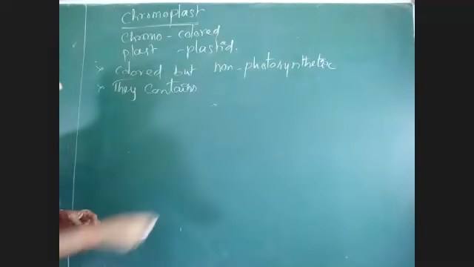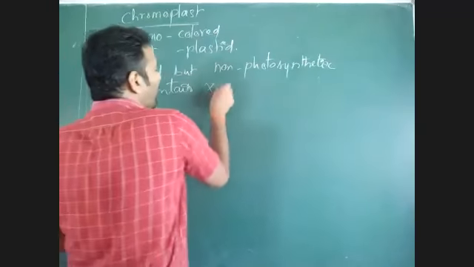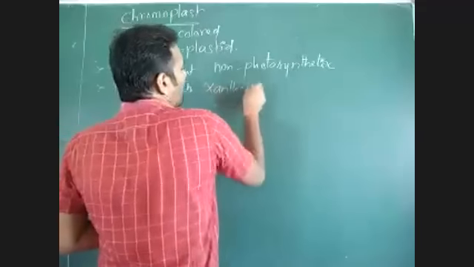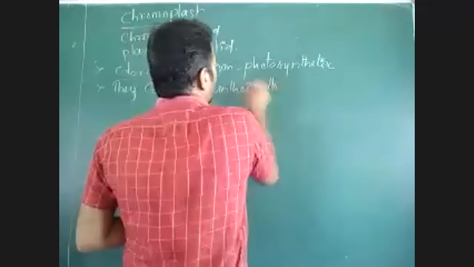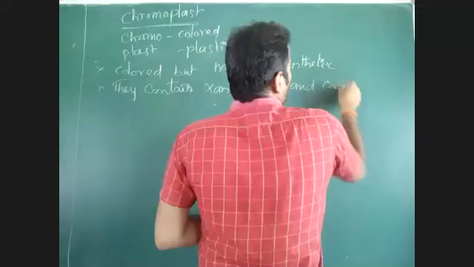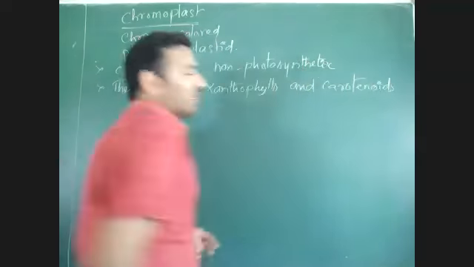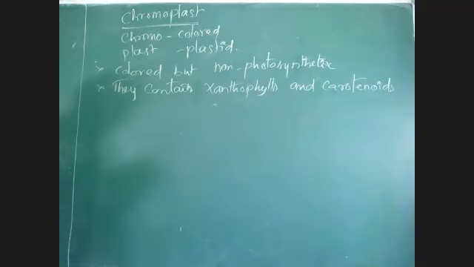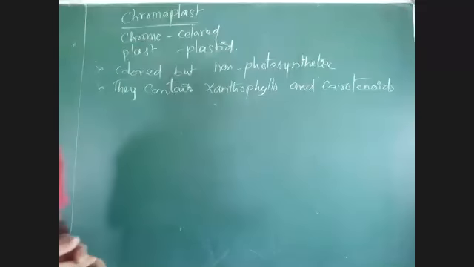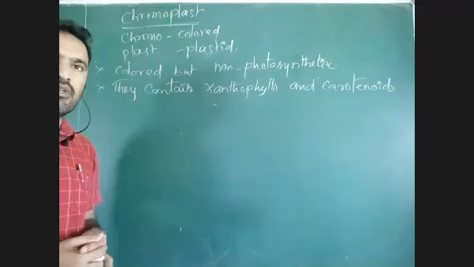Why they are colored: they contain some colorful pigments, like xanthophylls and carotenoids. Carotenoids and xanthophylls are present in the chromoplast. Due to the presence of these pigments, they have different colors. I will tell you examples of colors.